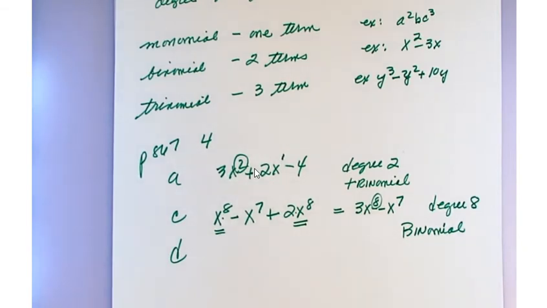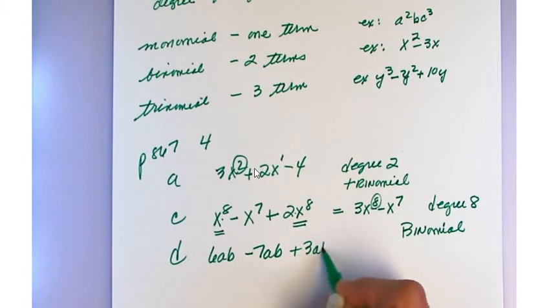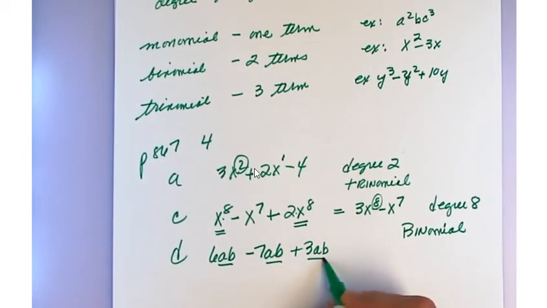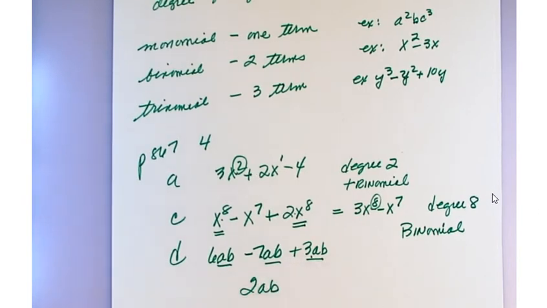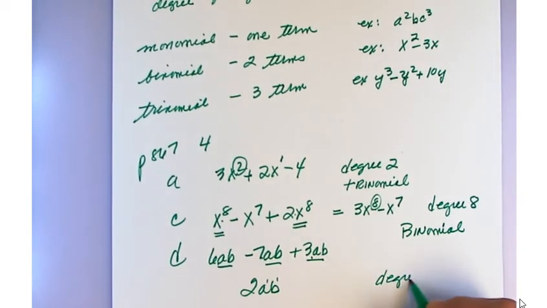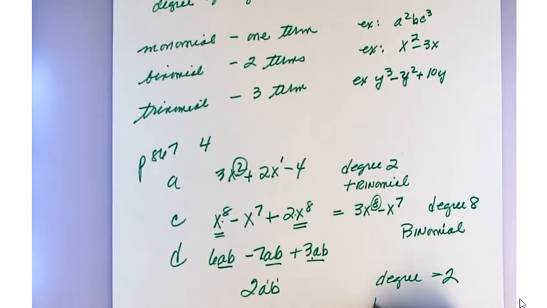And number D, 6ab minus 7ab plus 3ab. These are all like. I can combine them. 6 plus 3 is 9, minus 7 is 2ab. And we're looking at that. The degree is 2. How did I get that? 1 plus 1. Degree equals 2. That's the only problem I see like that. Since it's exactly one term, it's a monomial.